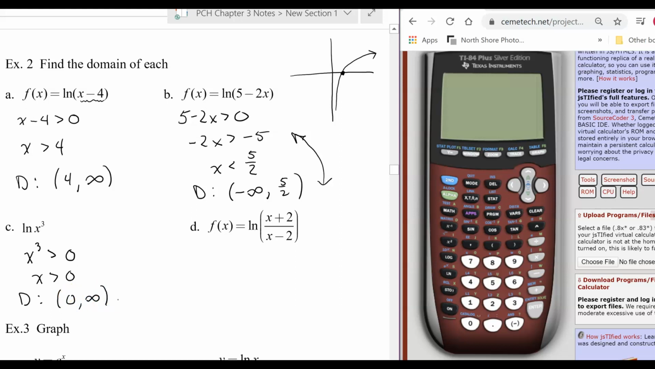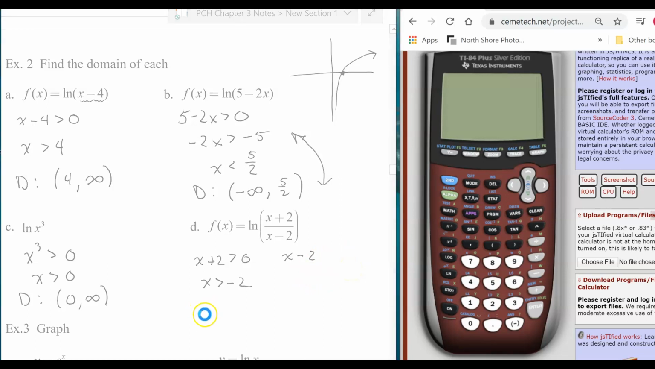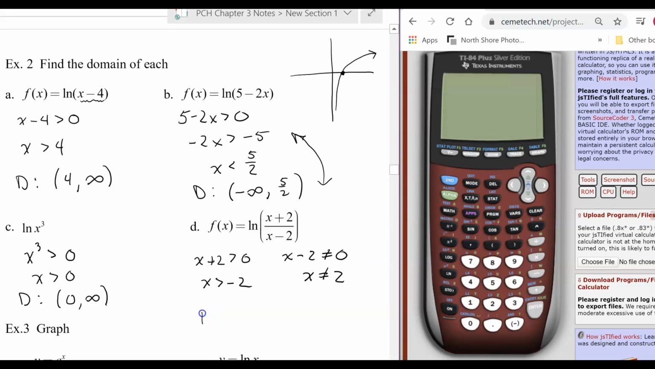Now for part D, there's a couple things we have to consider. We need to make sure that x plus 2 is greater than 0, which means that x is greater than negative 2, but our denominator cannot equal 0, so x cannot equal 2. So for our domain, we're going to have negative 2 to infinity, where x is not equal to 2.